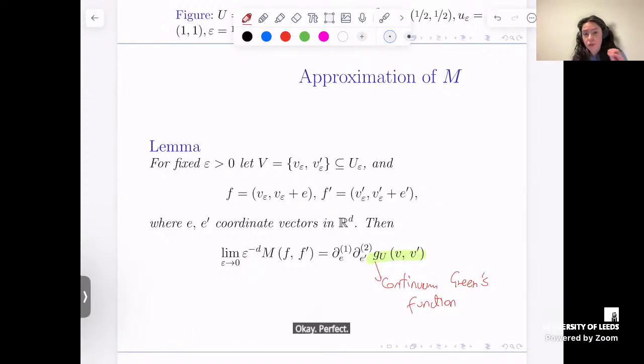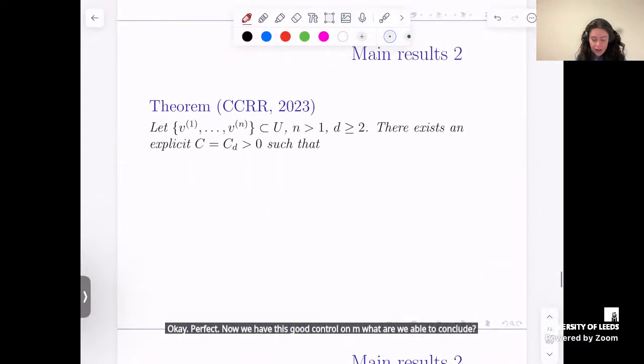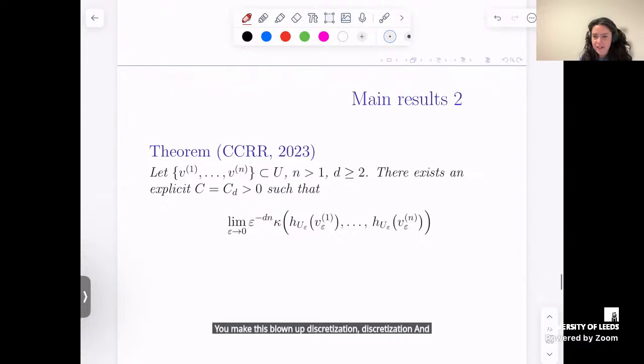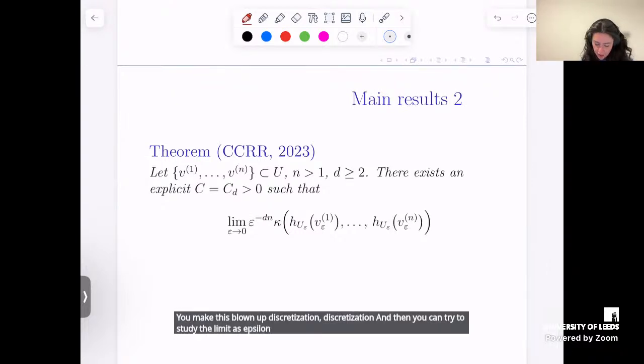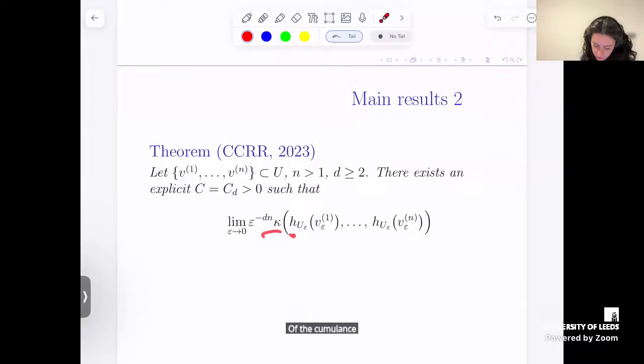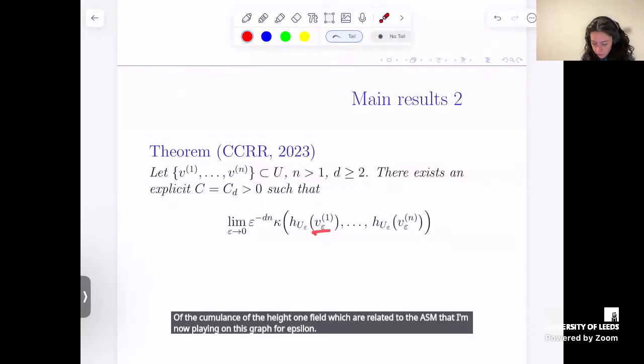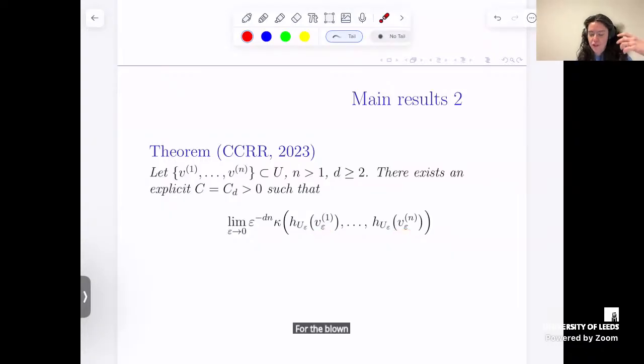Perfect. Now we have this good control on M. What are we able to conclude? Well, we're able to conclude that you give me endpoints in U. Again, think of the dark gray circle that I was picturing before. You make this blown up discretization. And then you can try to study the limit as epsilon goes to 0 of the cumulants of the height one field, which are related to the ASM that I'm now playing on this graph U epsilon for the blown up discretized version of these points.